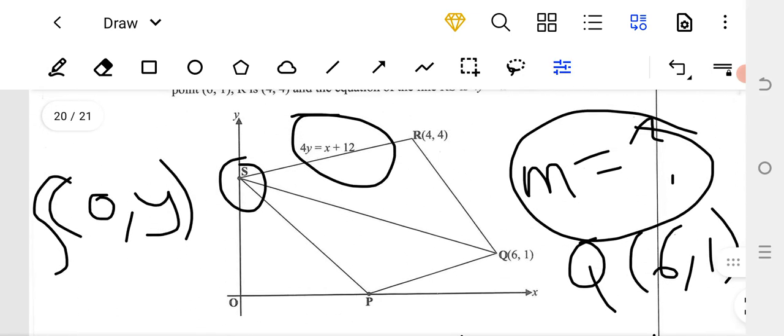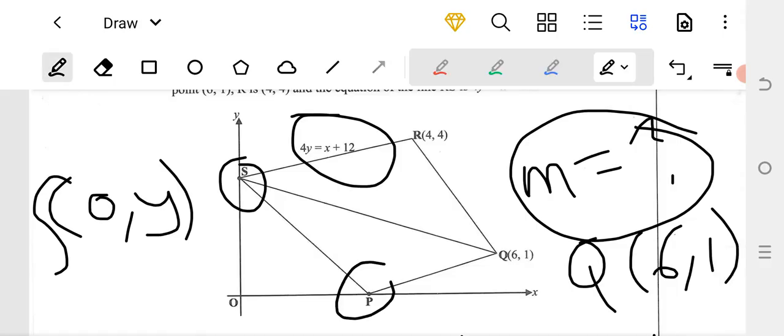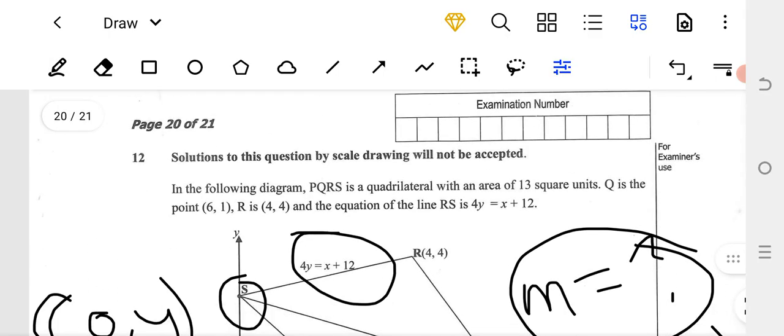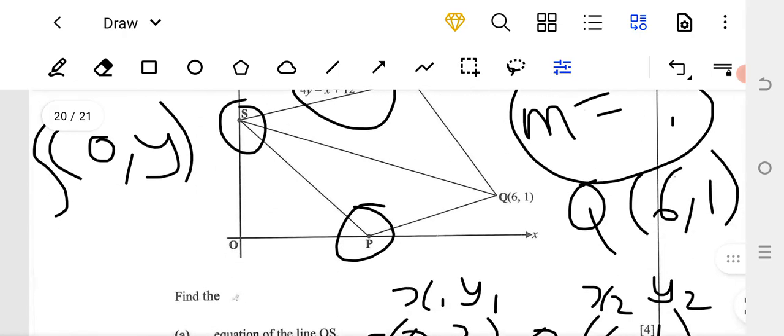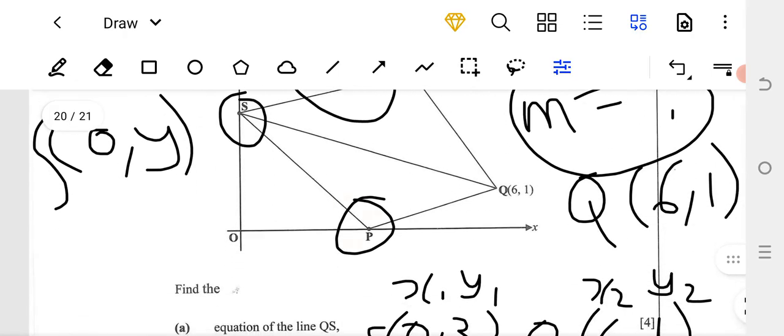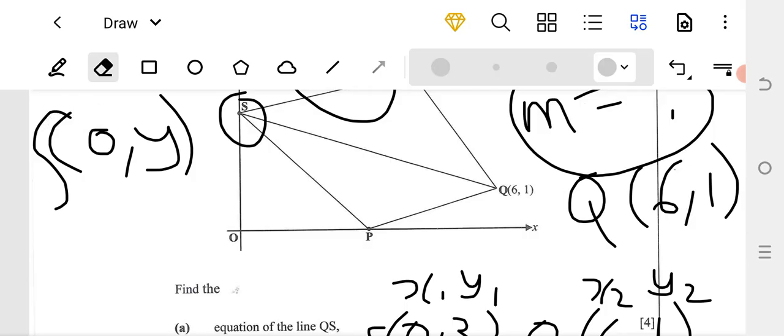Then they want us to find the coordinates of P. For us to find the coordinates of P, we need to recognize that P is on the x-axis. So what we already know about P is (x, 0), because the y coordinate along the x-axis is just 0. So what we don't know about P is just the x coordinate.